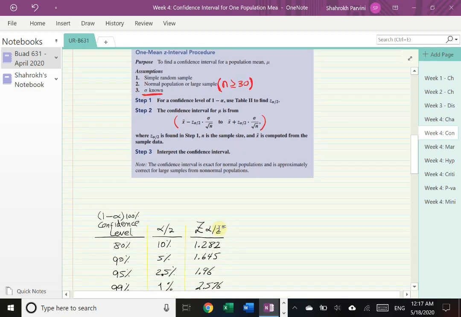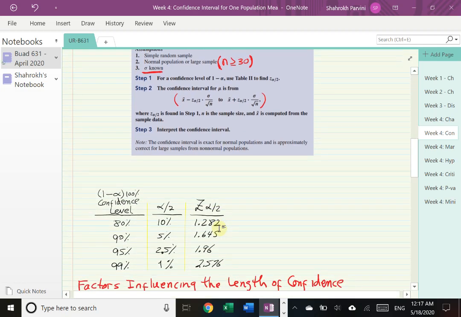Now, the values of z sub alpha over 2, I have actually written down some of the values for you here. So right in here, for example, if the confidence level is 80%, the z that goes with it is 1.282. I actually got these from a table, but we can also get them. Remember, we can find area under the normal probability distribution from Minitab also. But once we have these scores, we don't need to reinvent them every time.